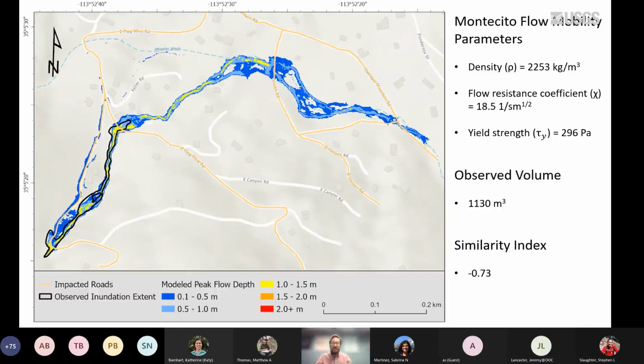However, where we see the main difference between the two flows is in the yield strength. So the yield strength calculated for the Montecito debris flows is about 300 pascals.